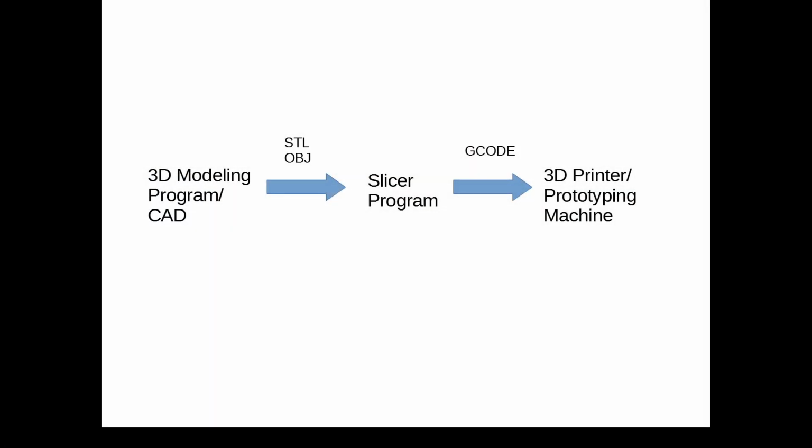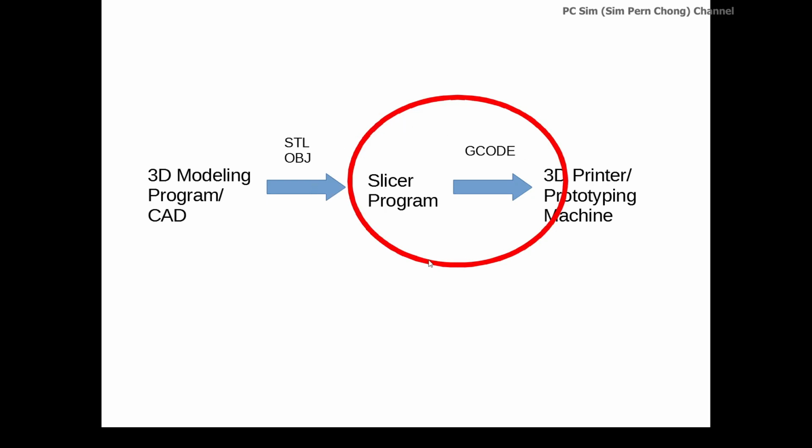Okay, let's start. Let's look at the overall process of creating a digital model and having it made into a physical one. Basically, it's been shown on screen. It entails firstly the creation of the digital 3D model using a 3D modeling or CAD program, and then having that model exported as an STL or OBJ file, which will then be brought into a slicer program. The slicer program will then be used to generate a G-code file, and the G-code file is then taken into a 3D printer for the creation of the physical model. So this is the part of the process that we'll be talking about in this video.